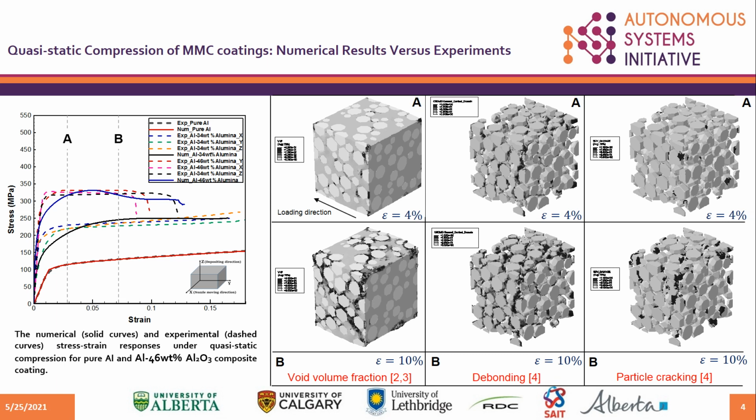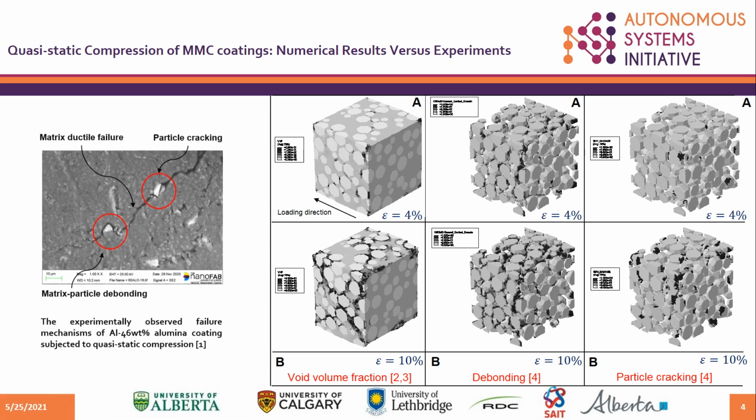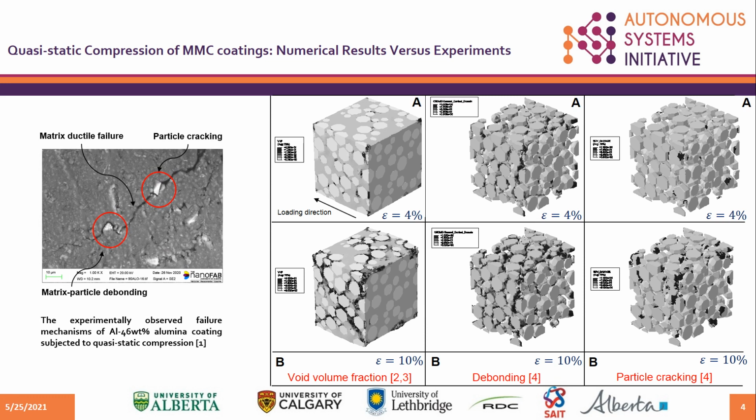But they used two-dimensional RVEs, and in this research we have used three-dimensional representative volume elements to make a more realistic simulation. Also, the occurrence of debonding and particle cracking is predicted specifically at sharp corner particles, which shows that this computational framework can be used to tailor the microstructure to obtain better performance. And also these are the failure mechanisms that we have experimentally observed, as you can see in the figure on the left.